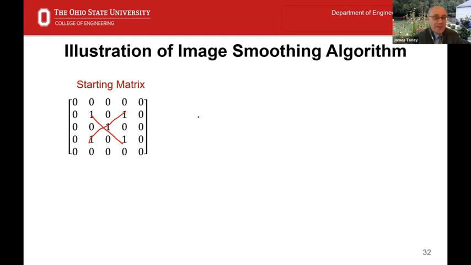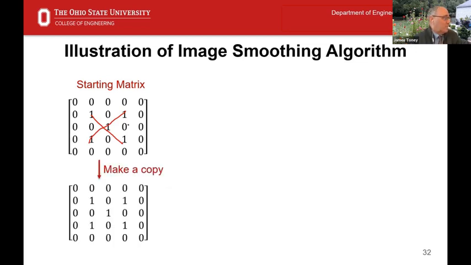First thing you do, you make a copy of it because you don't want to modify the original matrix. If you make changes to the original matrix, that'll mess up the averaging. So you make a copy and you only make the changes in the copy.